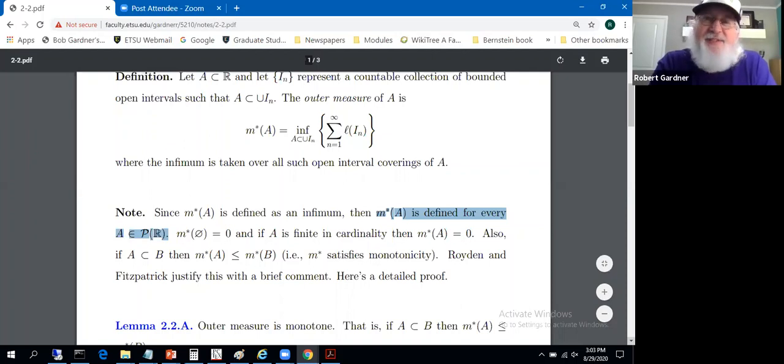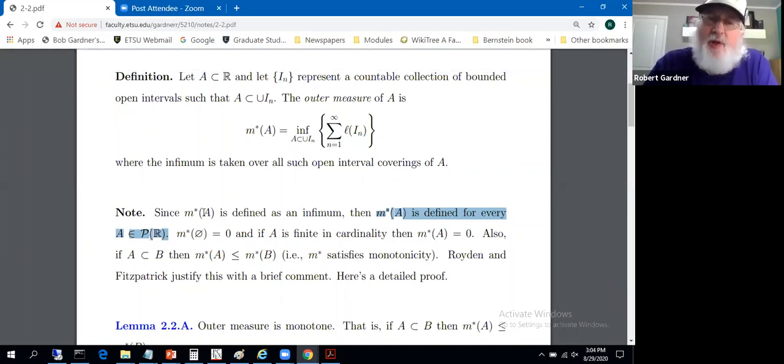Outer measure doesn't give us that. So something's going to have to change. We've got to have countable additivity to do integration. What's going to change is we're not going to consider every subset of real numbers. We're going to restrict outer measure to a subcollection. And that's what will happen in the next 2 or 3 sections.